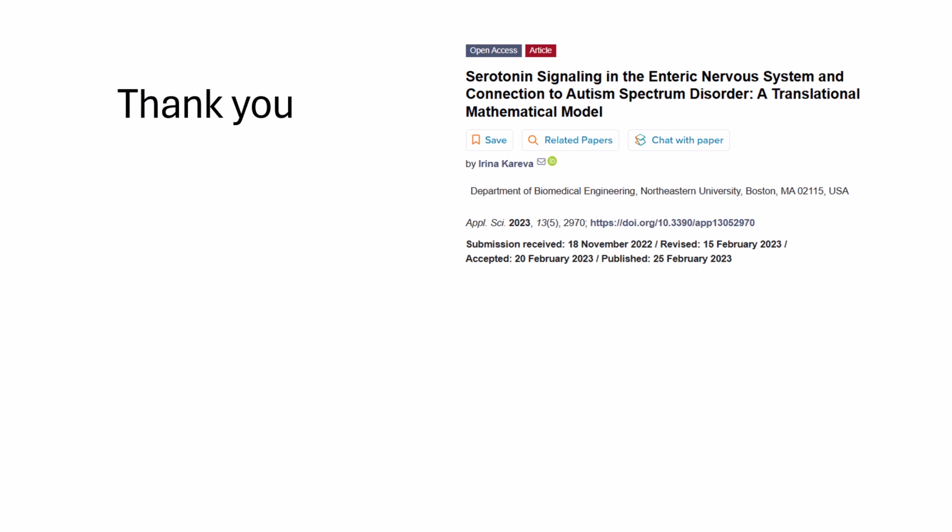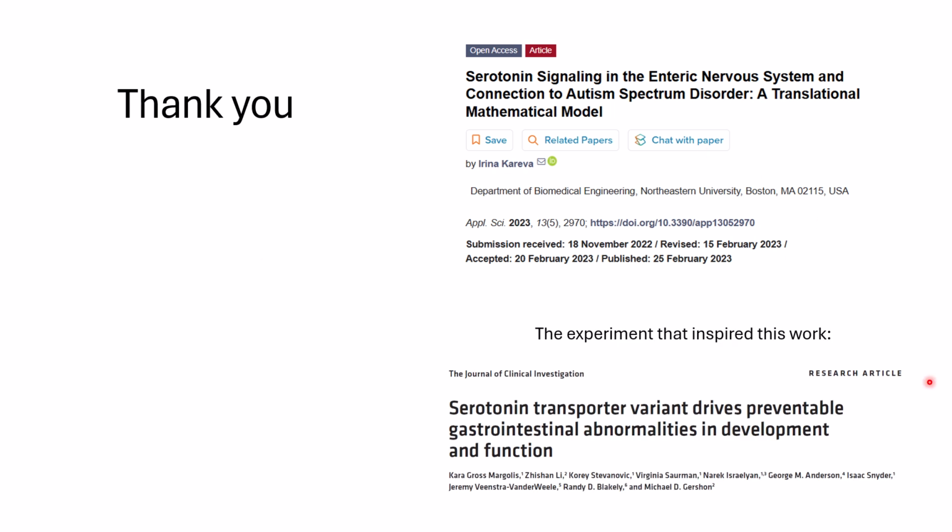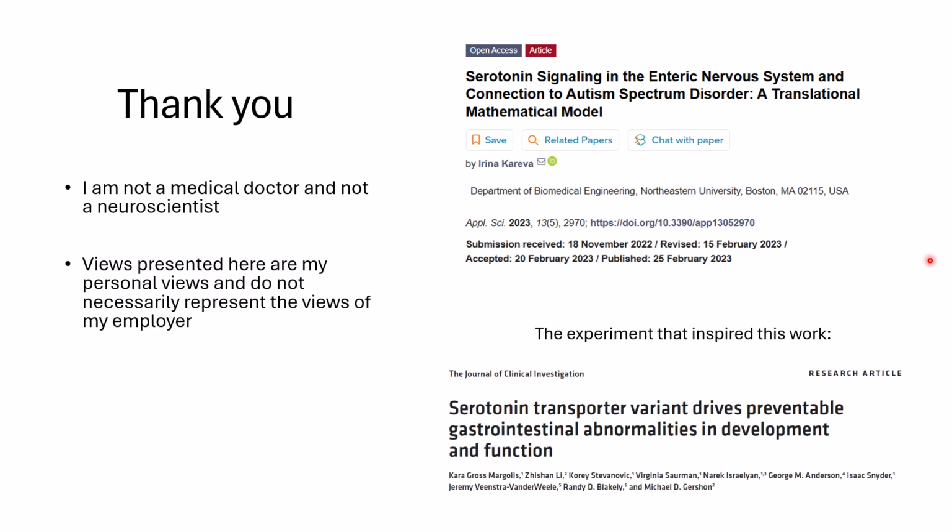This is the paper. It was published a couple of years ago. This is the experiment that inspired this whole thing. So this is the Margolis paper, the serotonin transporter variant one. I'm not a medical doctor. I'm not a neuroscientist. I'm a PhD scientist. I'm a researcher in mathematical modeling of cancer. But it was really interesting. I'm a modeler. I wanted to model an interesting process and learn more about it, and I very much did.